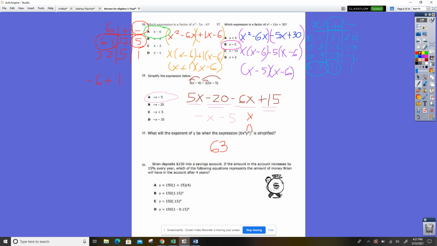So we're going to have to go back to that equation we talked about before. Y equals our initial amount, which is 150, times 1 plus or minus, and if we're increasing, we're going to put plus, our rate, which is 15%, or 0.15, to the power of time, which in this case is 4. Okay? Then we can just simplify that. 1 plus 0.15 is 1.15. And then find the answer choice that matches, which in this case is going to be answer choice B.